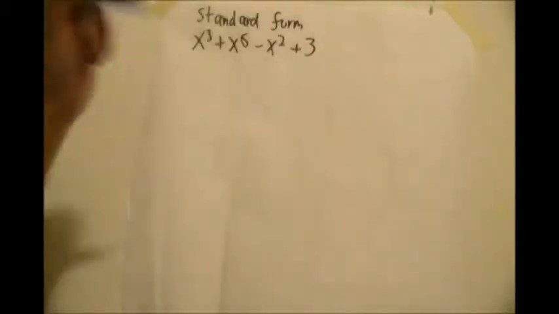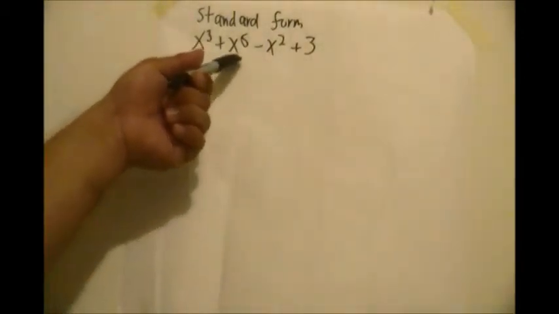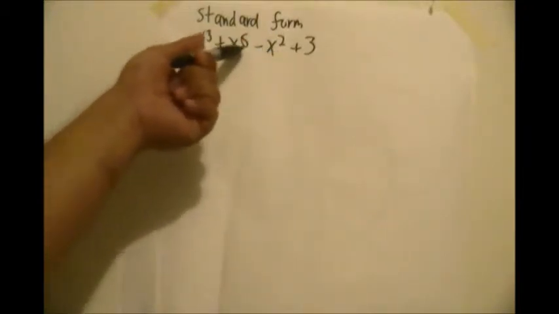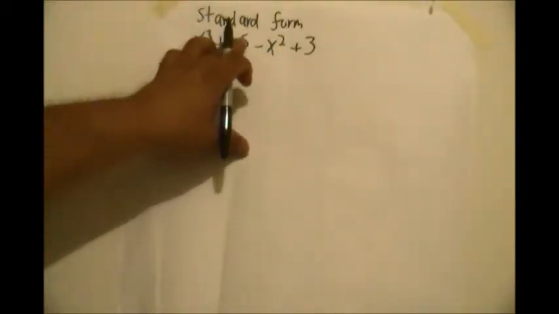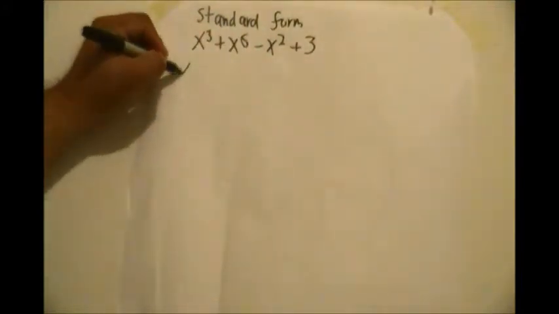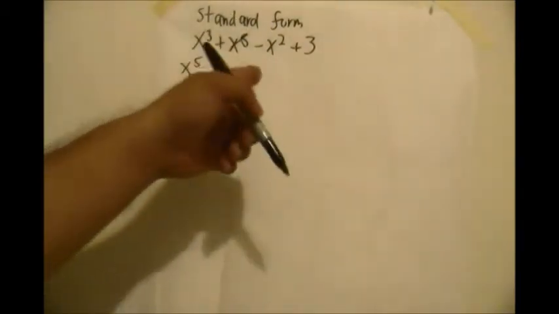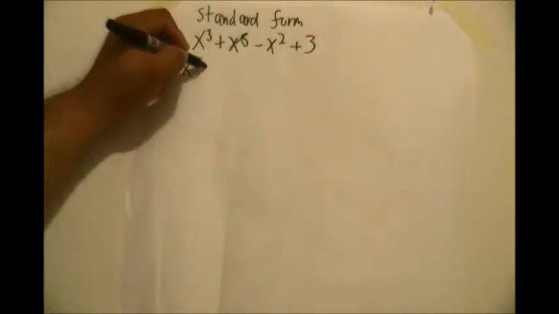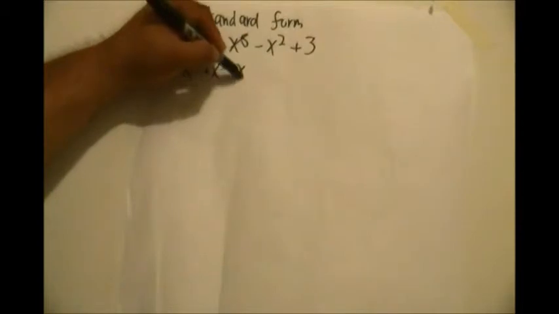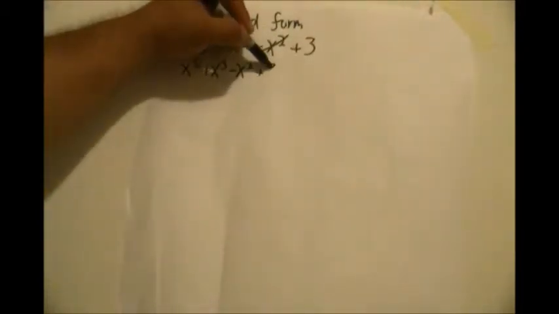So which one of these has the greatest term? You have to look at the power. Right here: x cubed, x fifth, x squared, right? Well, x to the 5th is the greatest, out of all of these. So that goes first. Then what's the next greatest? X cubed. So we put that second. Then we have x squared. And then just put 3 at the end.